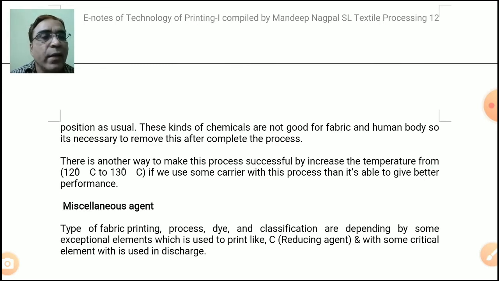But by adding a special chemical, Leucotrope W or Leucotrope O, we can make discharge printing on the vat dyes using the reduction discharge method, which is an easy method and normally it is followed in the industry. So miscellaneous agents are the special chemicals which we are using in the printing paste.